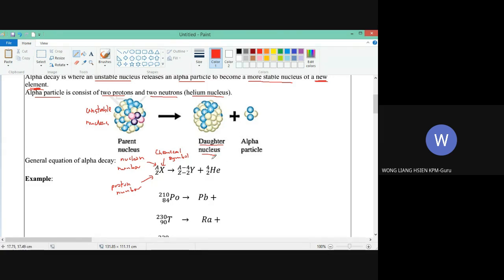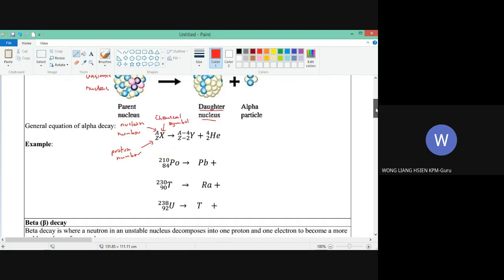This is very important. Because it emits 2 protons, the proton number decreases by 2. The nucleus changes from element X to element Y, so the proton number minus 2 and the nucleon number minus 4, because nucleon number is the total number of protons plus the total number of neutrons. That is something that you already learned.